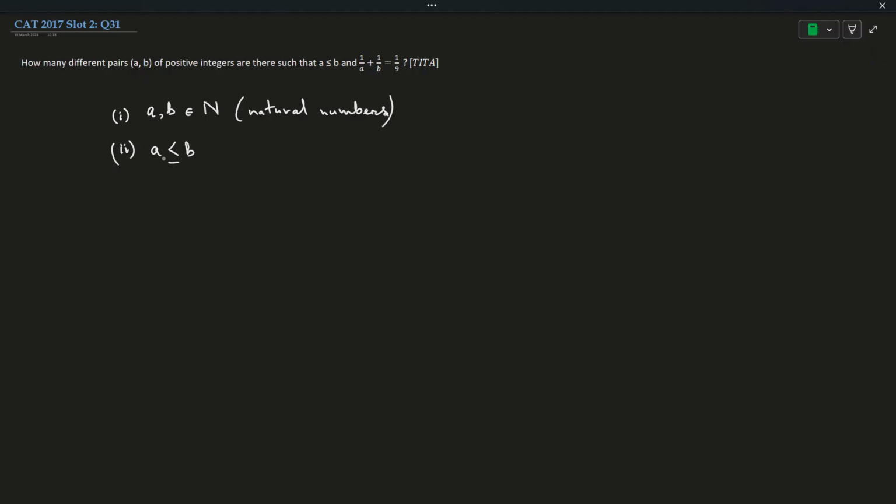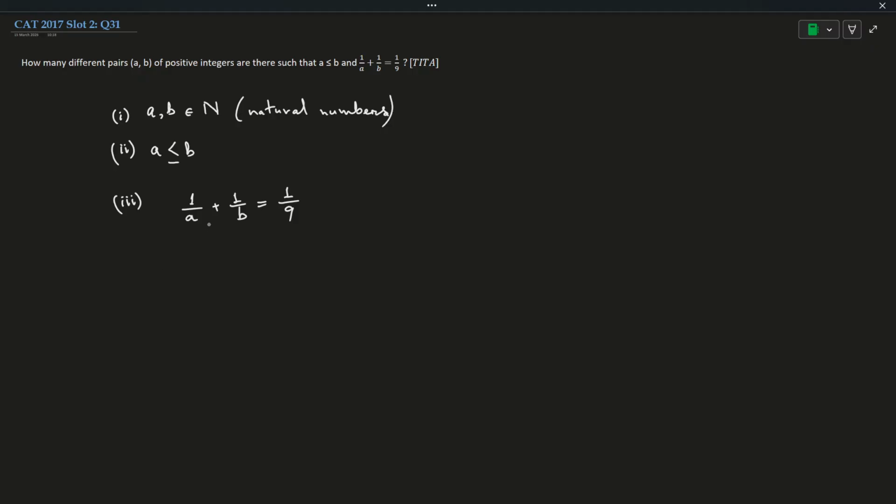In these types of questions, it's always better to write down the condition so that you do not include any additional cases or exclude some cases. Okay, so always write the conditions. And third is basically the equation 1 by a plus 1 by b is equal to 1 by 9, guys.